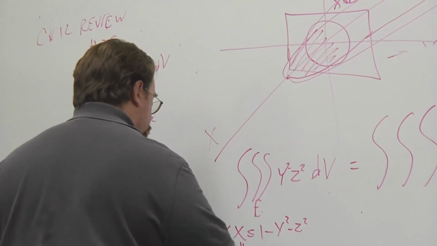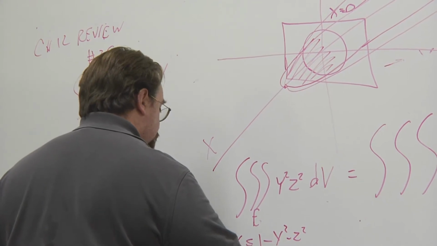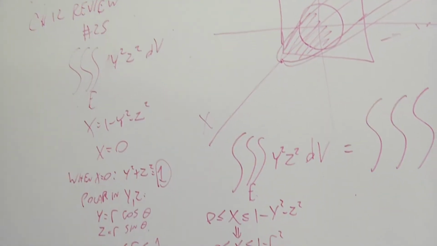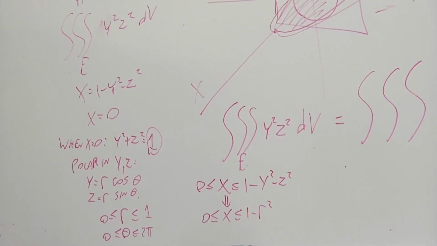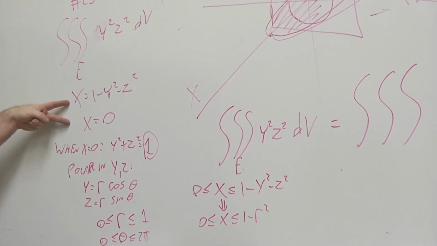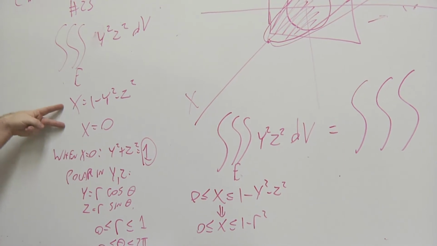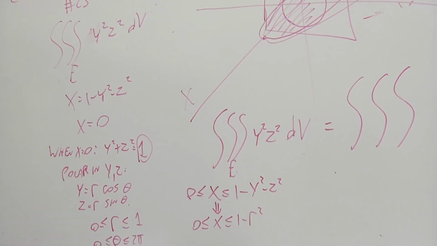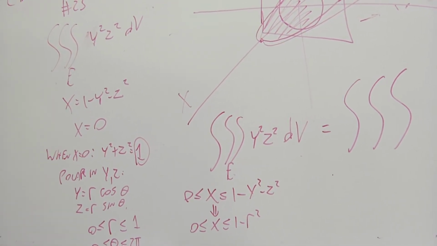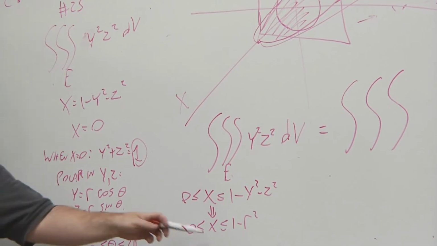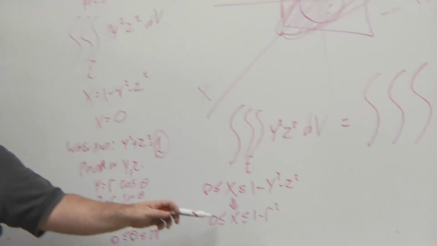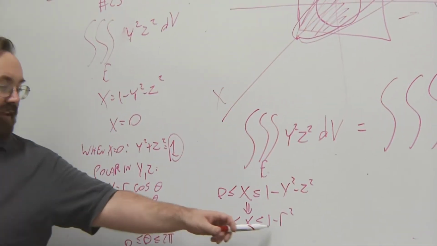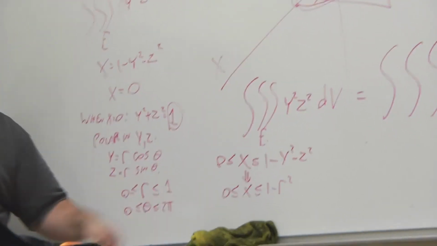But expressed in polar coordinates, that's just r squared. So those are the limits for x. That just comes straight from this, but translated into the polar coordinates for y and z. So x cannot be the outer variable because its limits are not constant.